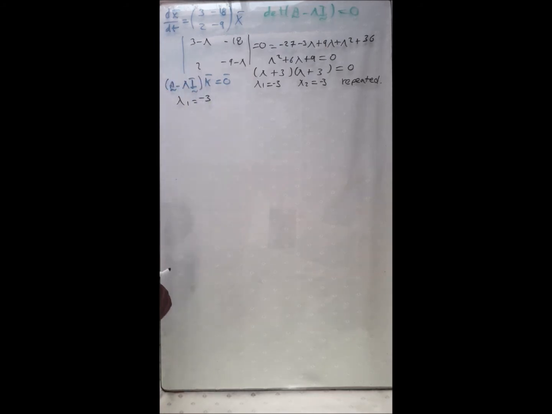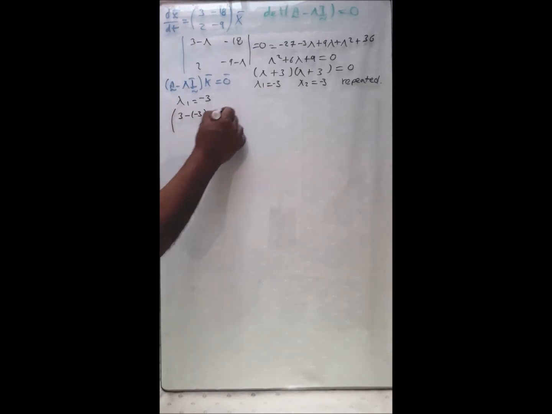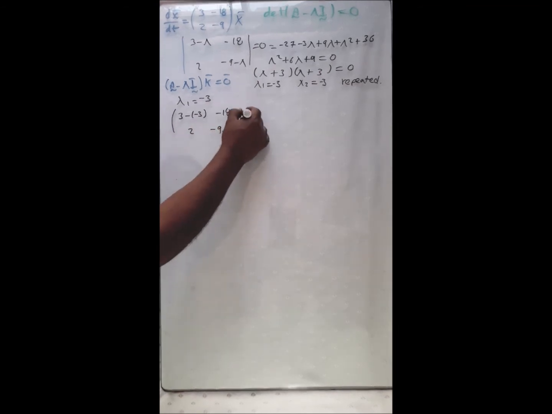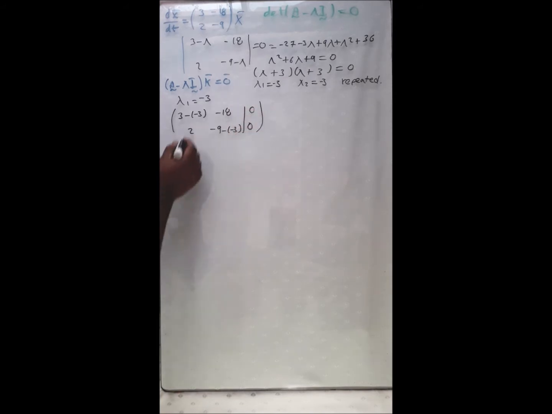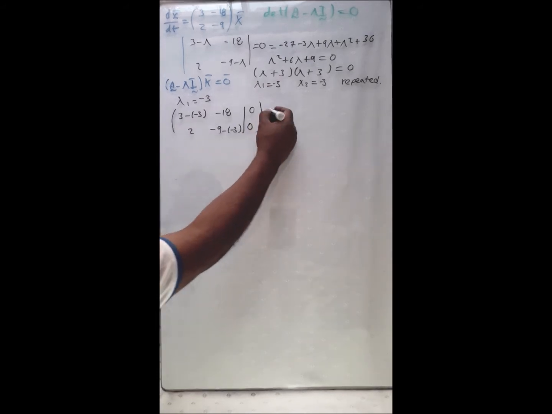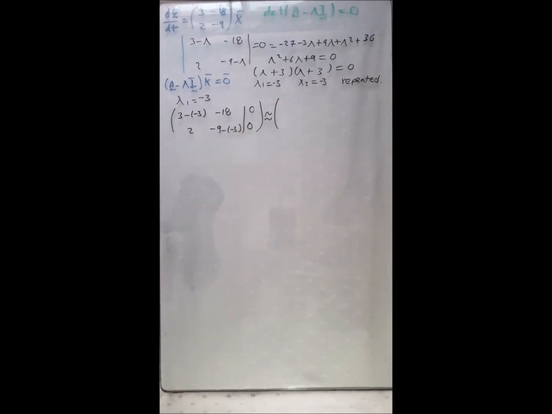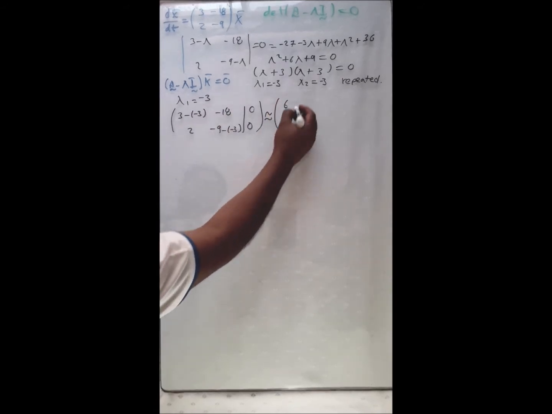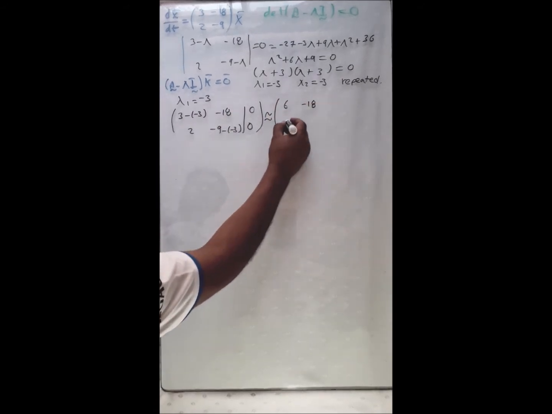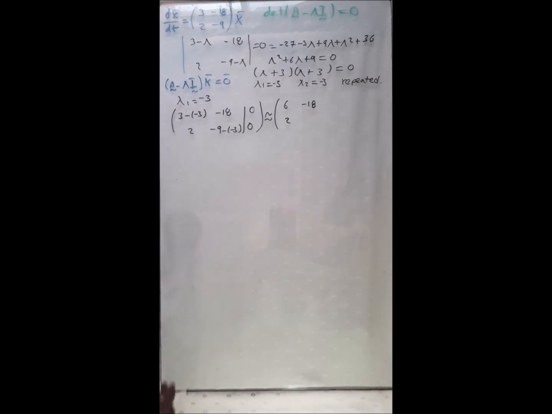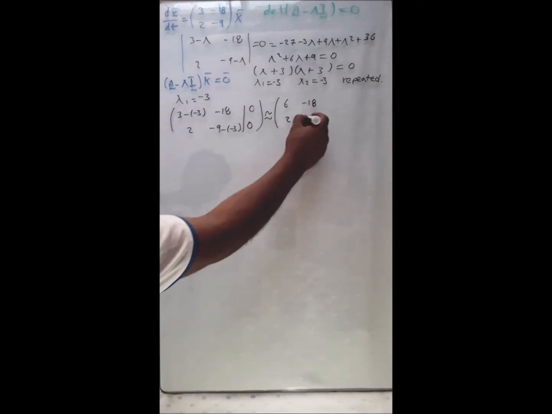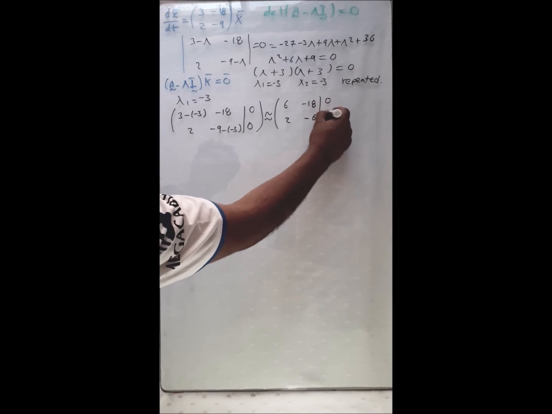What I'm going to do is to jump some steps. I'm going to replace the value of lambda here. So it's going to be 3 minus 3, minus 18, 2, minus 9, minus 3, and then zeros. And each column, the first column is for k1, and the second column is for k2. Okay, what happens here is, this is 6, minus 18, and then 2, and then this is going to be minus 6, 0 and 0.